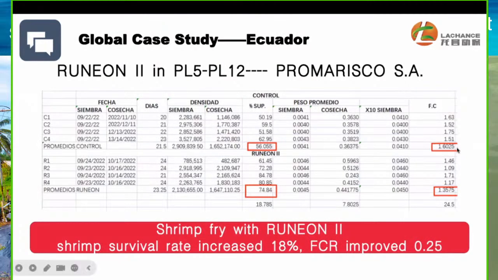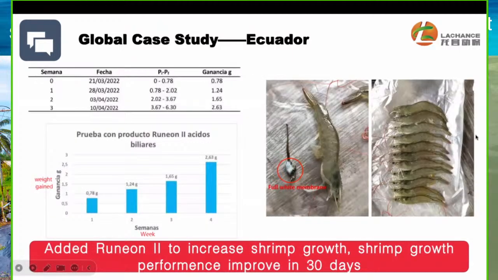And here is the feedback from Ecuador. We know that the farming environment in Ecuador is pretty good, right? Not only the water but also the weather. So the shrimp farmers from Ecuador, most of the time, focus on growth performance and high production. Bioacids really helps them reach a good result. The survival rate also increased nearly 20%, and the FCR improved. This is all from Ecuador, and you can see the shrimps look pretty beautiful.